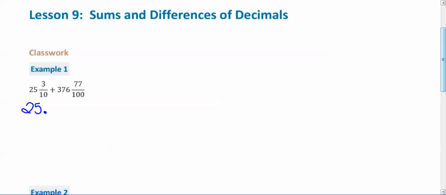So 25 and Tucker? 0.3, very good. So that's where the tenths place is. Plus 376. Now 77/100ths, how would I write that? Point what? Lorelai? 0.77. Very good, 0.77.